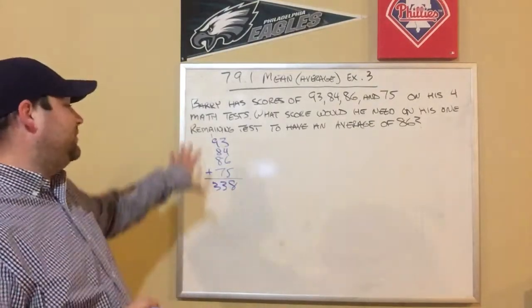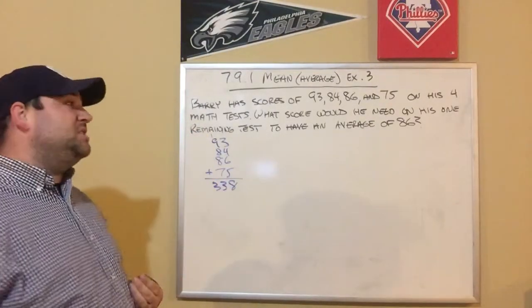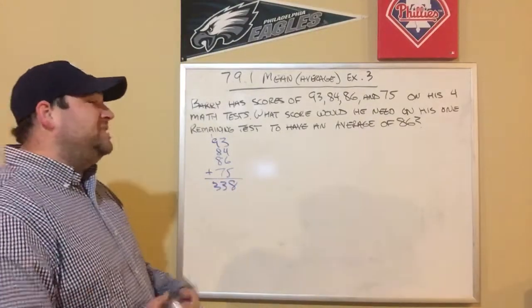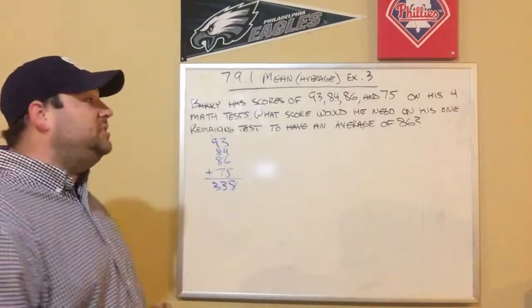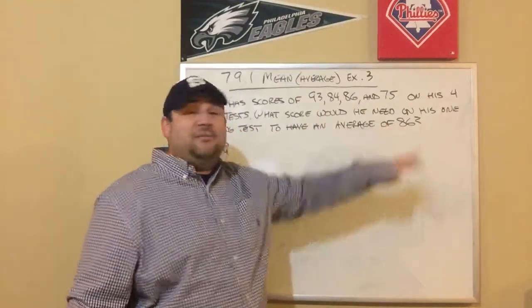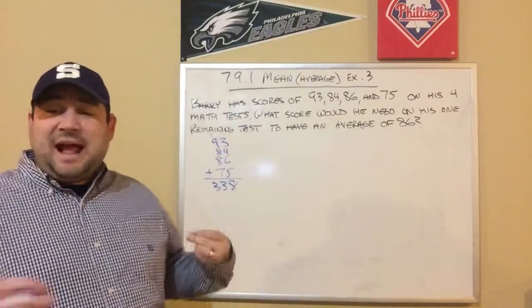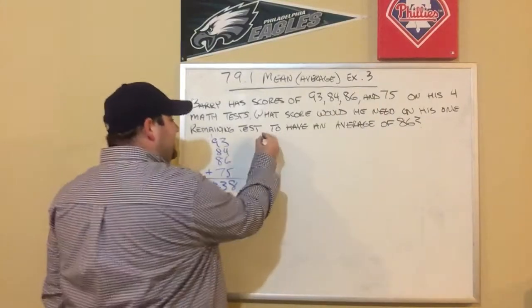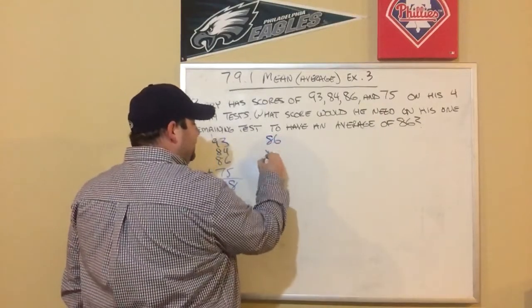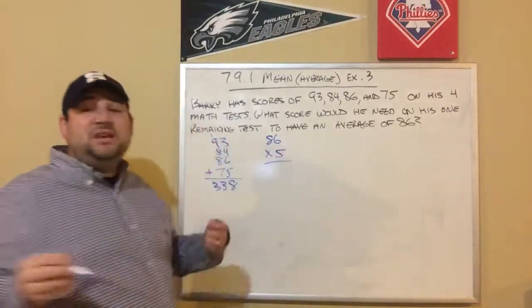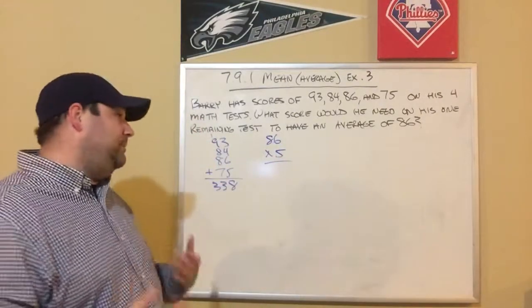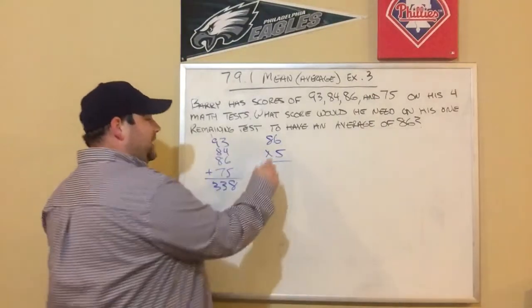So I know what his 4 tests add up to. The question though is, what do his 5 tests have to add up to? Well, because I don't know his 5th test. But what I do know is he wants to have an average of an 86. So he wants to average an 86 on 5 tests. 86 times 5 tells me what those 5 tests have to add up to. So I'm going to do 86 times 5.